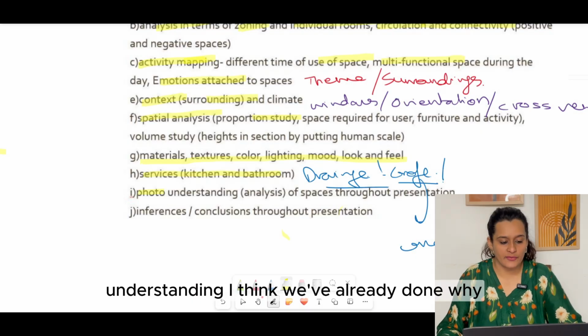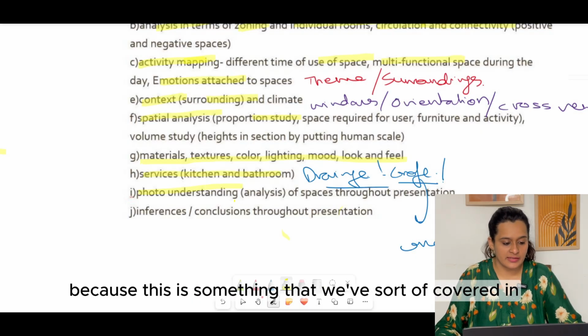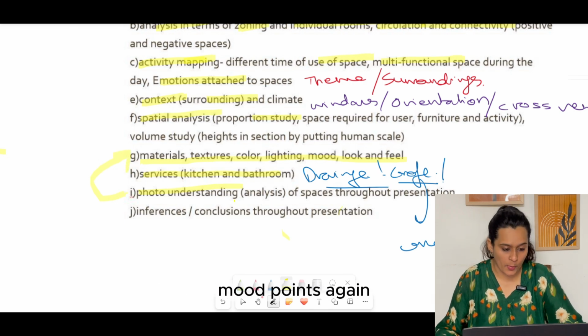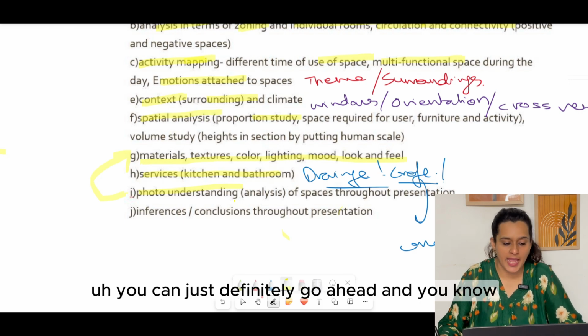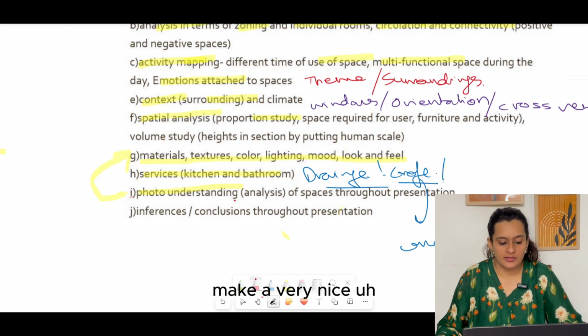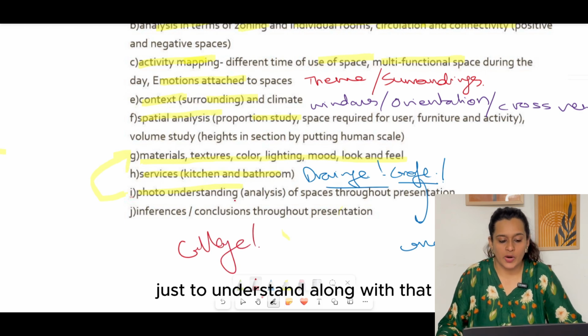Photo understanding, I think we've already done. Why? Because this is something that we've sort of covered in the materials, textures and lighting mood points. Again, if there are any additional photographs, you can just definitely go ahead and make a very nice collage out of it, just to understand.